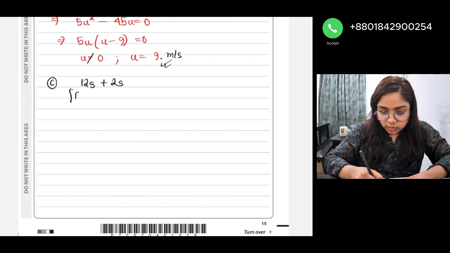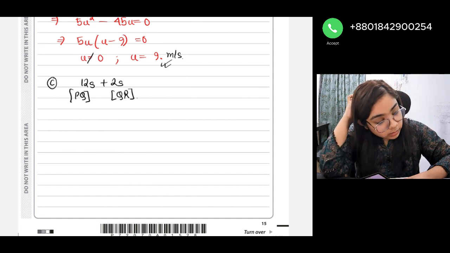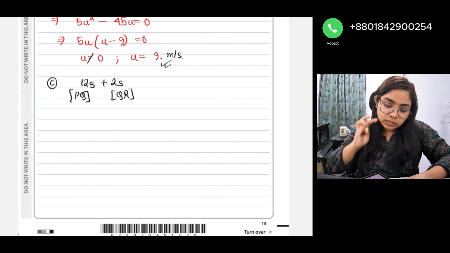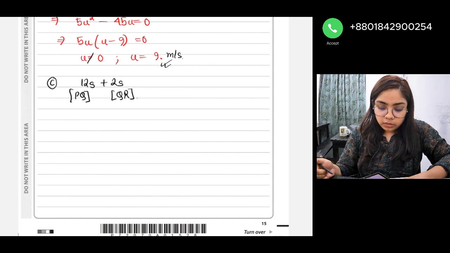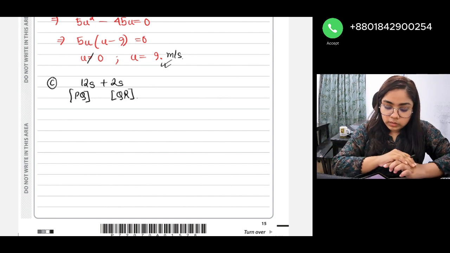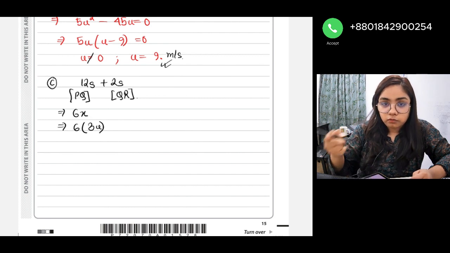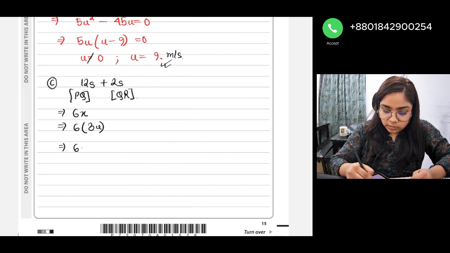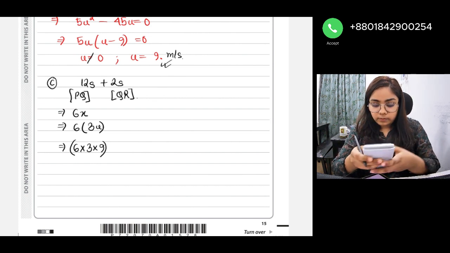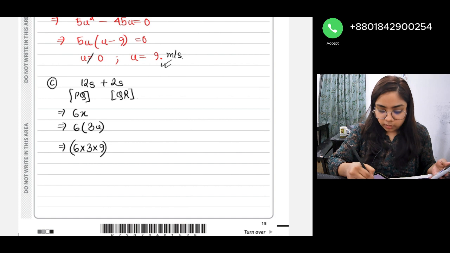For this portion, it was in between PQ, and for these 2 seconds, it was actually in between QR, right? Okay. Now, for the distance of point PQ, we have the value for u as 9, right? I already know that for these 12 seconds, the distance was 6x. That is going to be 6 multiplied with 3u, because x was equal to 3u. u is 9. So this is going to be 6 multiplied with 3 multiplied with 9. So this is 162 meters, right, for the first 12 seconds.